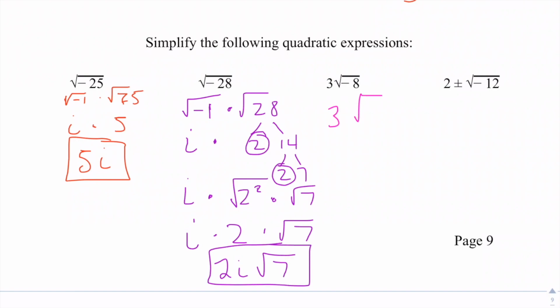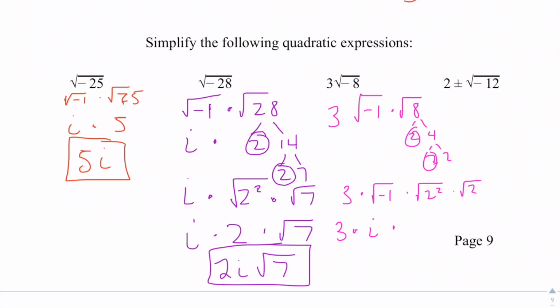Here, again, break my square root up into the square root of -1 times the square root of 8. I would prime factor this into 2 and then 4 and then into 2 more 2s. And then I would have my pair here. So I would have 3 times the square root of -1 times the square root of 2 squared times the square root of 2. And I would simplify this all down to 3 times i times 2 times the square root of 2. And then now I can simplify what's outside the radical. And remember, the i comes after the real numbers. So 2 times 3, using the associative property, 2 times 3 is 6, times i times the square root of 2 would be my solution for this one.